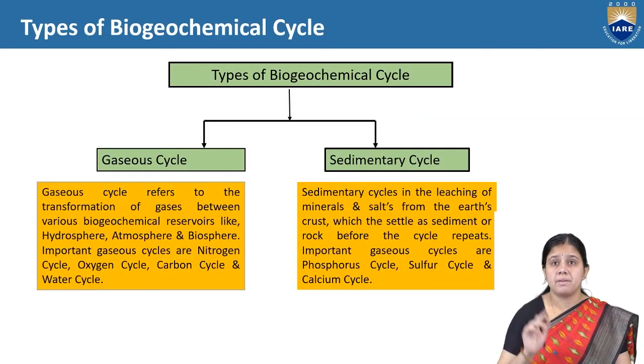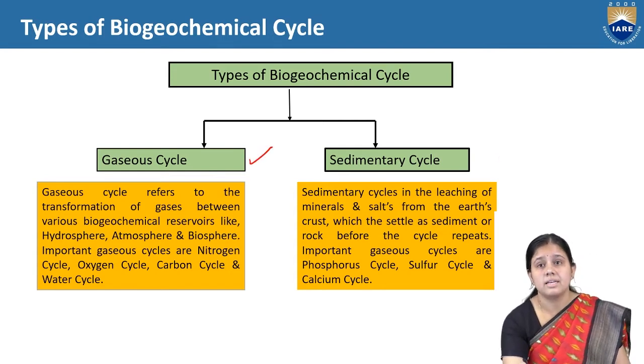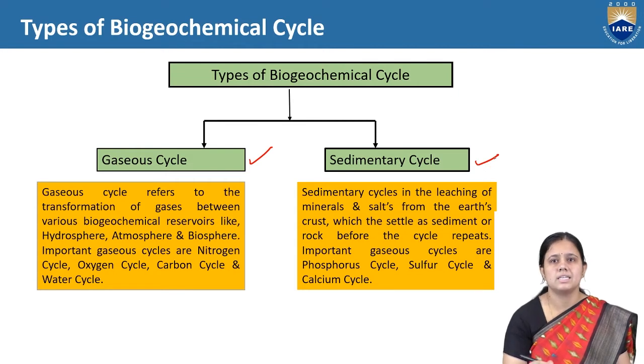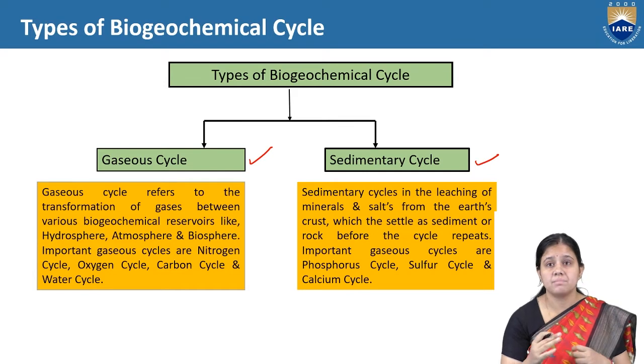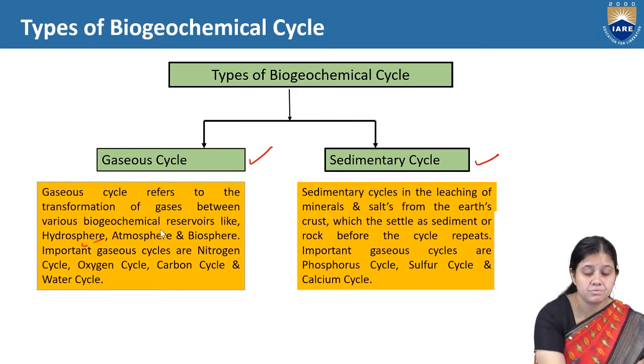Now we come to the types of biogeochemical cycle. There are two types of biogeochemical cycle. The first one is the gaseous cycle, meaning the cycle related with gases only, and the second one is the sedimentary cycle. Gaseous cycles refer to the transformation of gases between various biogeochemical reservoirs, like the atmosphere, hydrosphere, and biosphere.